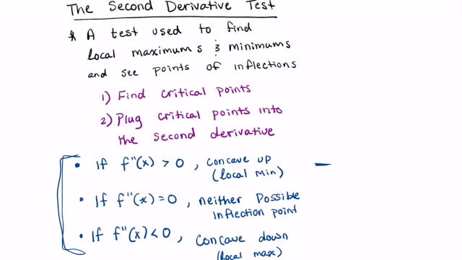We're either going to have f double prime of x be greater than 0. If our output is greater than 0, we're concave up, which means that we have a local minimum. We could have f double prime of x equal to 0, and then we have neither a local min nor a max. We could have a potential inflection point. And finally, if the output of f double prime of x is less than 0, that means we are concave down and we have a local maximum at that critical point.